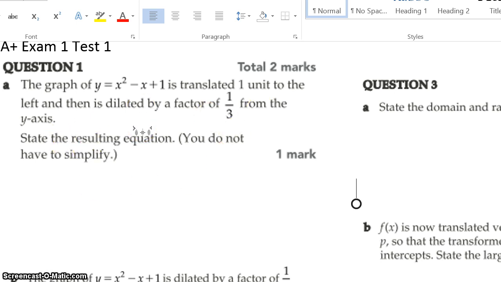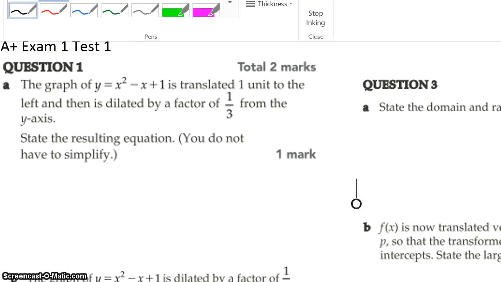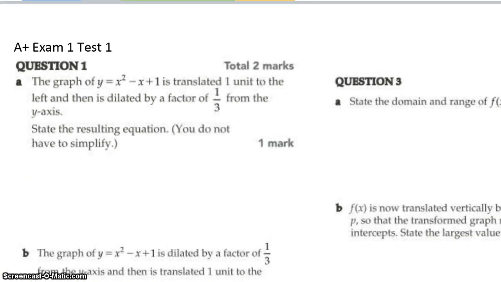The way that I like to think about these is I call the graph f of x, and then I like to change things based on the different transformations. So g of x is going to be the first transformation, which is the translation, and then h of x or something else is going to be the dilation. So f of x equals x squared minus x plus 1. Then I'm going to say g of x equals the transformation that happens to f of x.